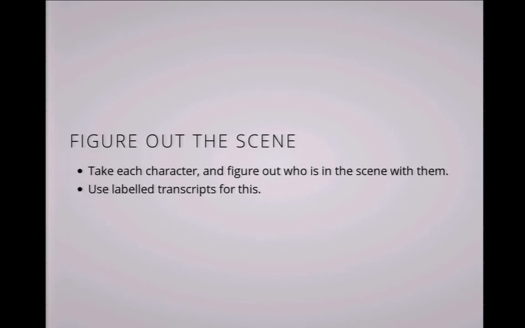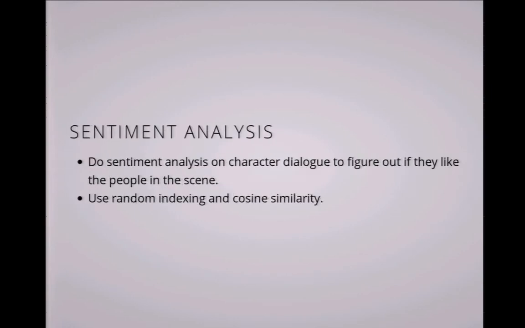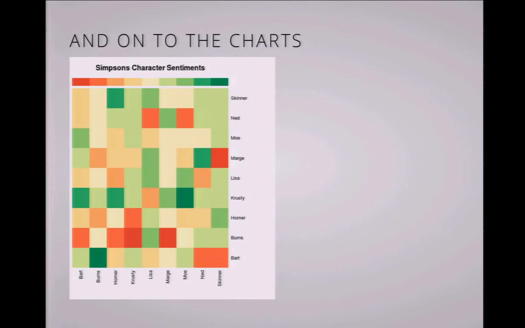So then you can figure out who's in the scene. So you can, now that you have all the lines of the characters labeled, if characters are next to each other, then they're probably in the same scene. So if characters are in the same scene and they're saying bad things about each other, they probably hate each other. So then I did sentiment analysis, which Rob talked about a little bit. But basically, sentiment analysis is a fancy way to figure out how people feel about each other from the things they're saying. So I did a bunch of sentiment analysis, and I got this.